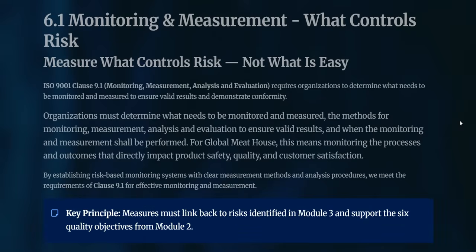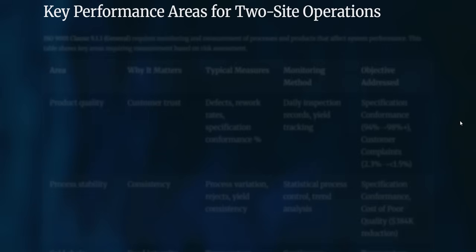The key principle in monitoring and measurement here: measures must link back to risks identified in previous modules, in our case Module 3, and support the objectives outlined, in our case the 6 quality objectives from Module 2. Key performance areas for two sites operations.